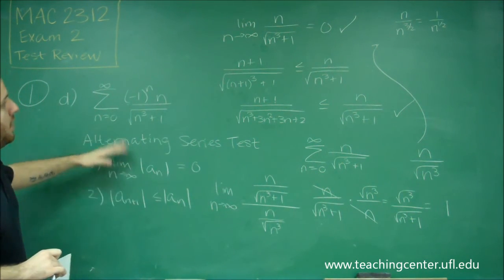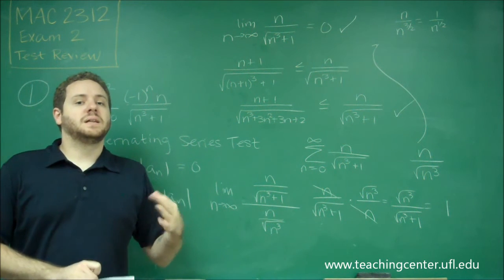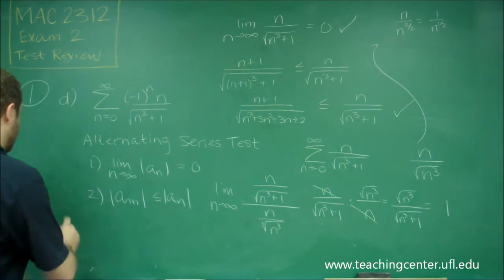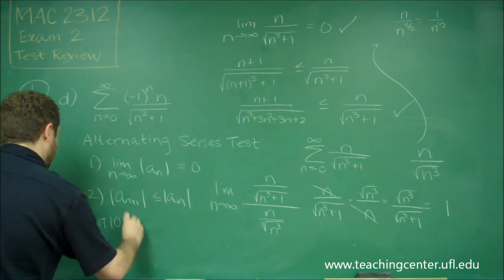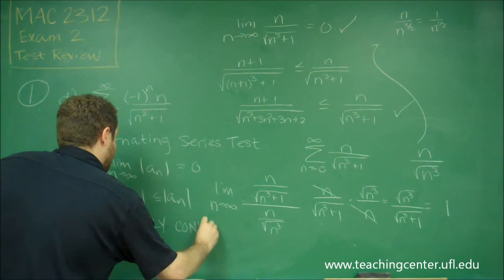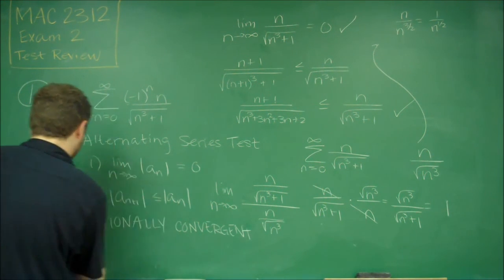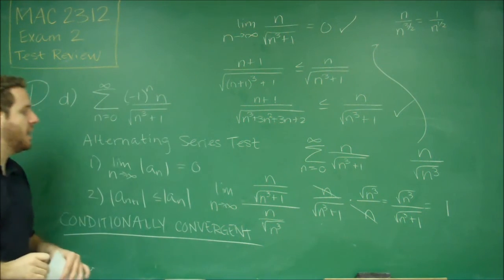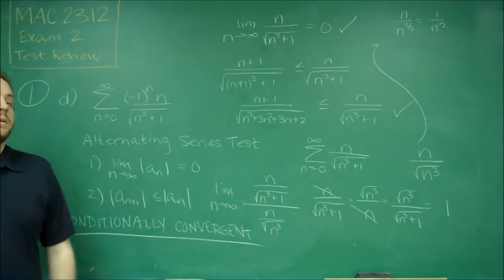With the alternating part, we got convergent by the alternating series test. So therefore, you would say that this series is conditionally convergent. So that was by using both the alternating series test and the limit comparison test.